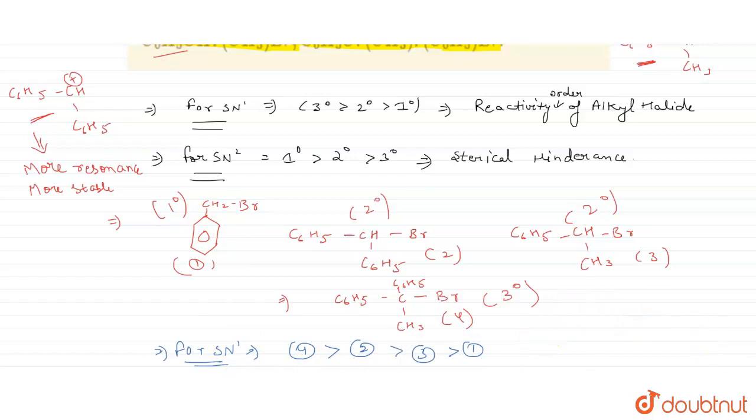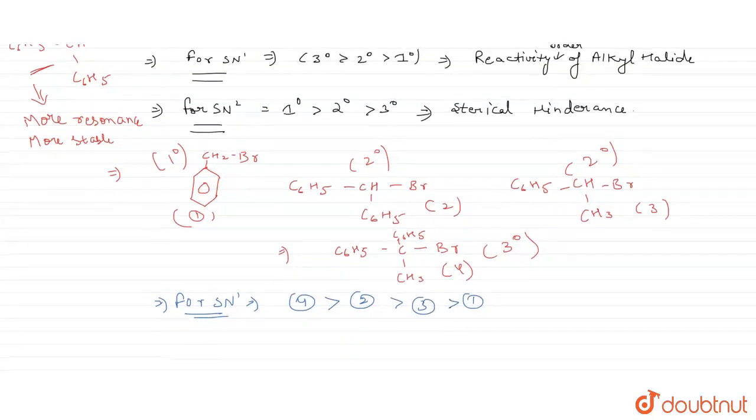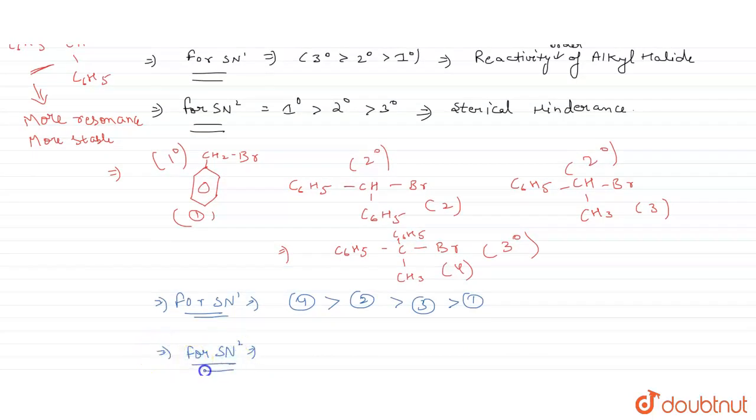Now we have to find the order for the SN2 mechanism. For SN2, we know that the 1 degree alkyl halide is most reactive, because in 1 degree there is the least steric hindrance. In the less sterically hindered alkyl halide, it is easy for the nucleophile to attack the back of the alpha carbon.